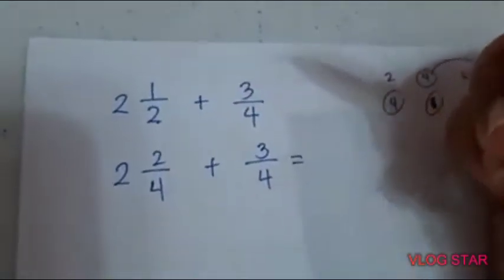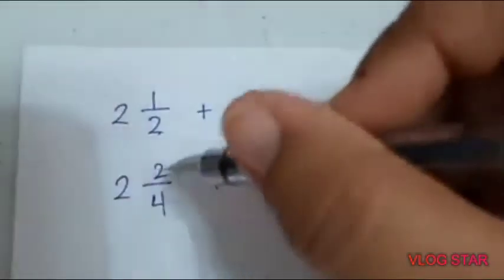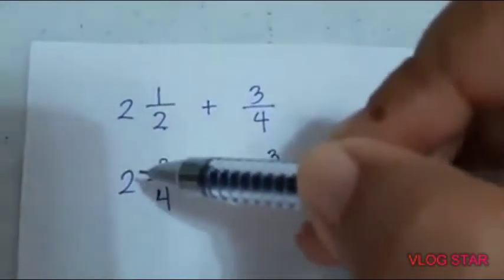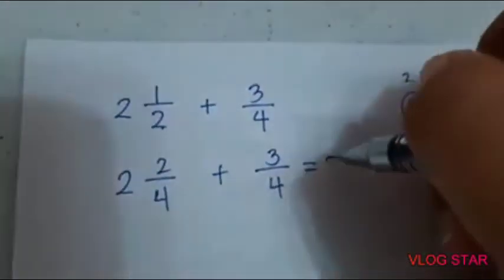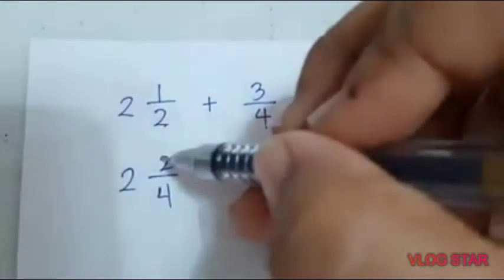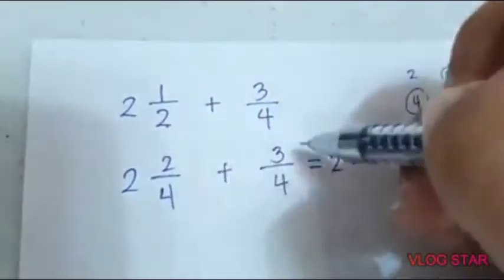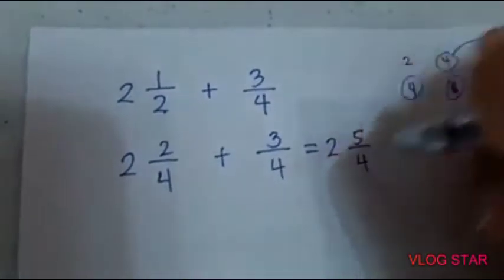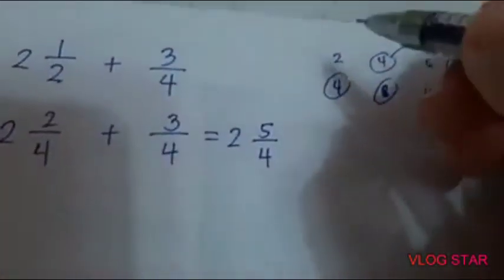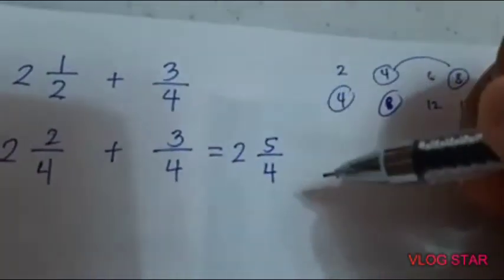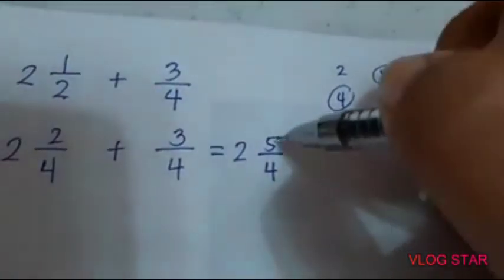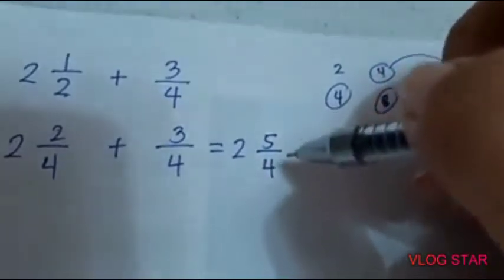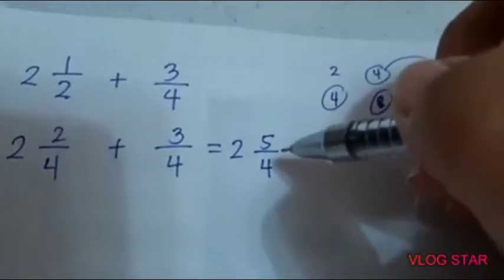Add whole number to whole number, then numerator to numerator. You only have one whole number, so you just copy 2. Then add 2 plus 3, 5. Copy the denominator, which is 4. Looking at your answer, you have 2 and 5/4. You got a greater numerator compared to your denominator, so you need to regroup.